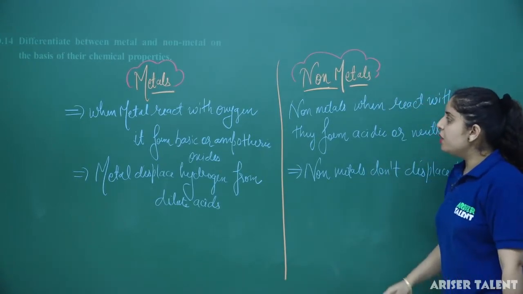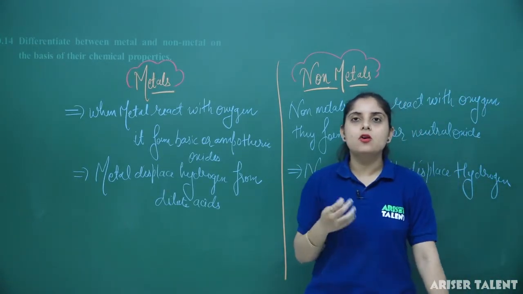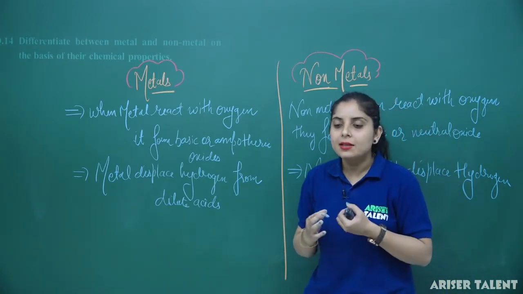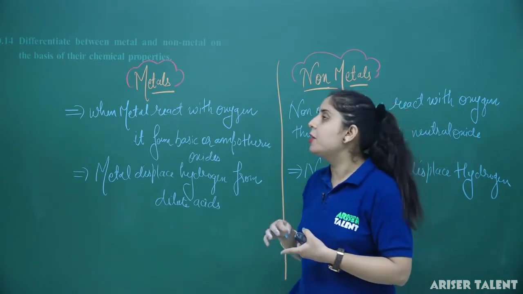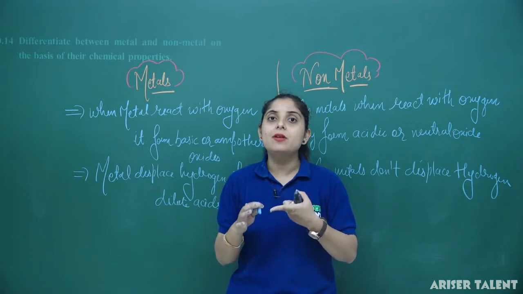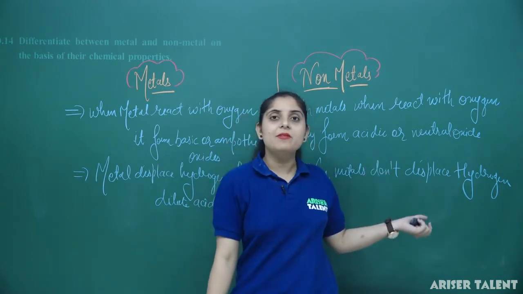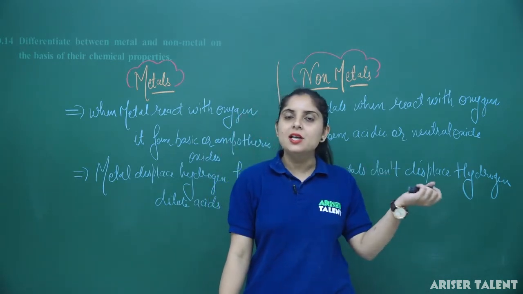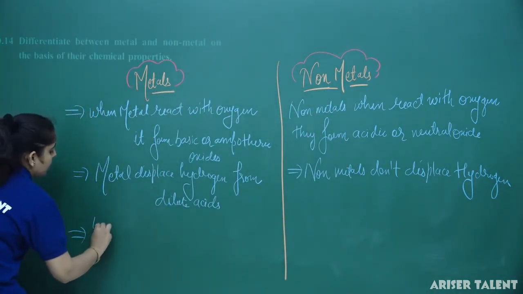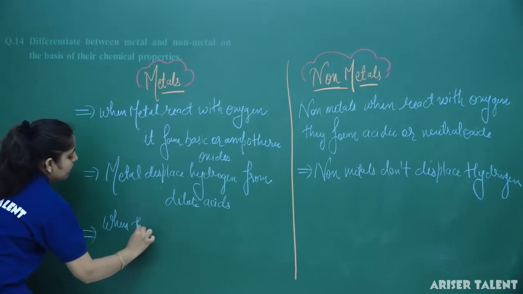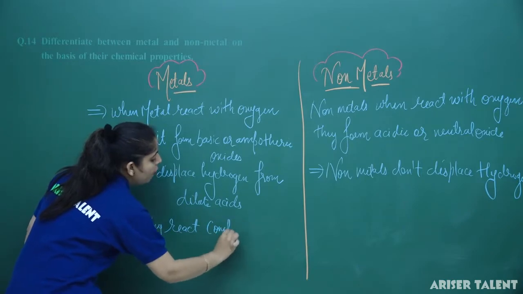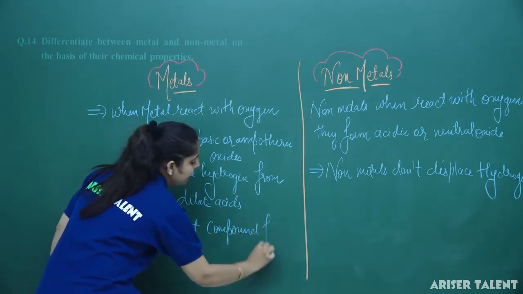Next difference. The first difference is the oxide they form, and the second difference is about the displacement of hydrogen. The third basic difference between metal and non-metal is that whenever a metal forms any compound, it will be electrovalent in nature. But whenever a non-metal forms a compound, it is covalent in nature. So when metals react, the compound formed is electrovalent in nature.